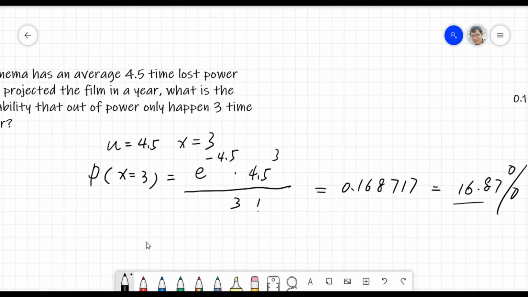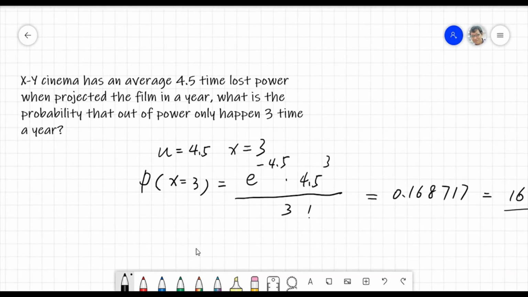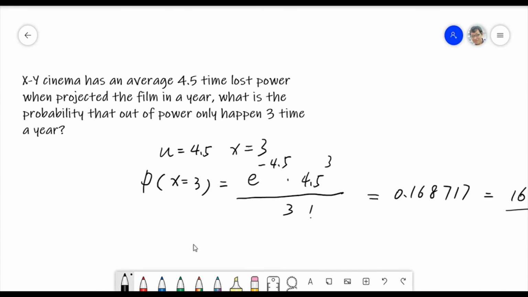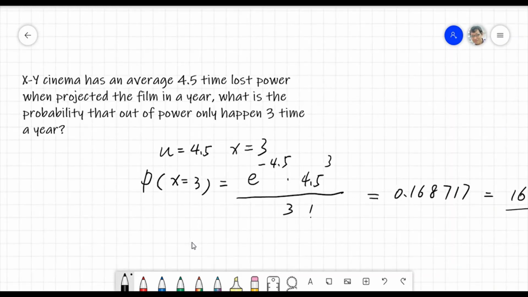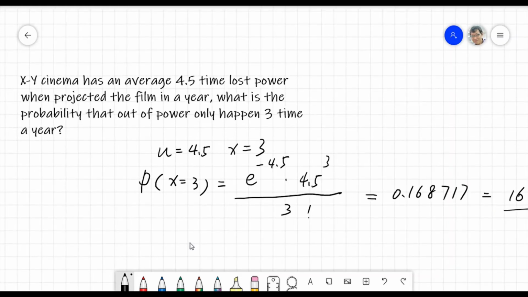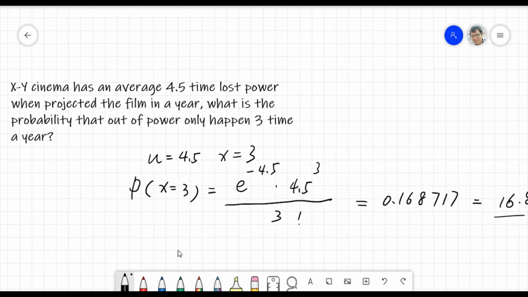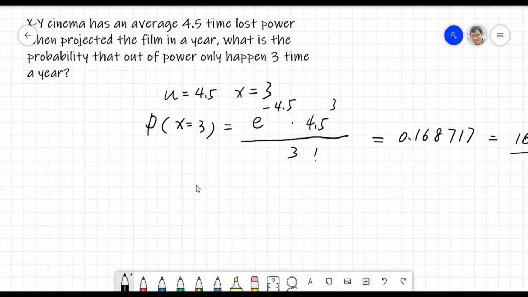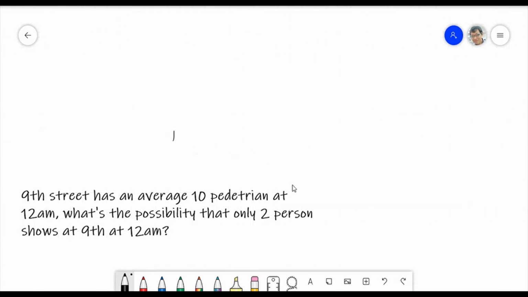Okay, so how about over 4.5 times? Can we calculate it? Of course we can, right? But I'll leave you to think about it. Okay. Second example here.